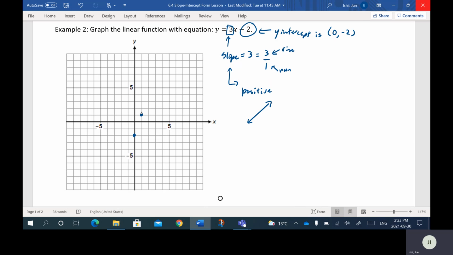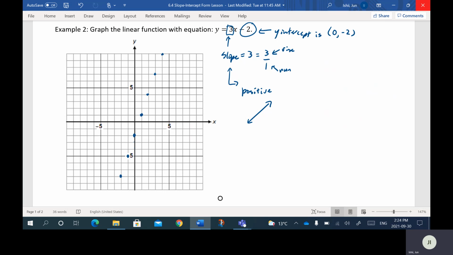Now I can continue that, right? I can go up 3 and over 1, up 3 over 1, up 3 over 1. And what you'll find is all these points here will line up. As well, from the -2 y-intercept, I can also go down 3 and left 1, down 3 and left 1, and so on. Again, you can see that all these points do line up, with a slope of 3.